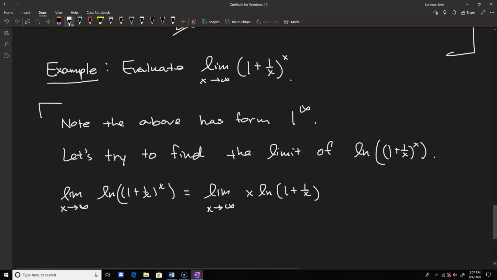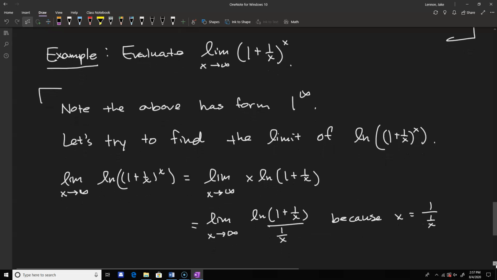And how is that helpful? Well, what is the form we have right now? Well, we have infinity times the natural log of 1, which is 0. What are we going to do? Well, that doesn't look helpful, but again, we can use the trick of writing x as 1 over 1 over x. So we can write this as the limit as x goes to infinity of the natural log of 1 plus 1 over x, over 1 over x. This is the same trick we used in the previous problem.